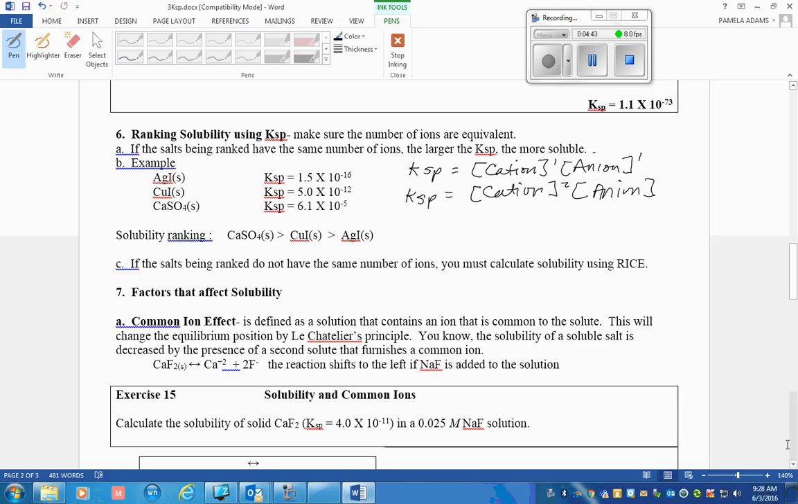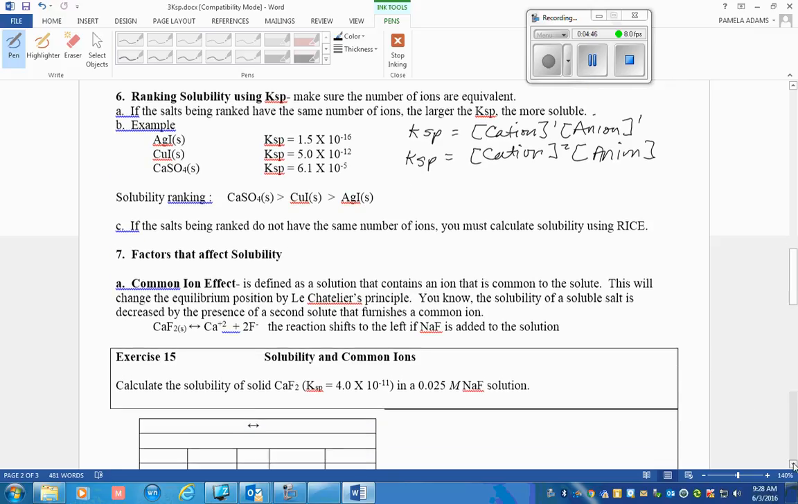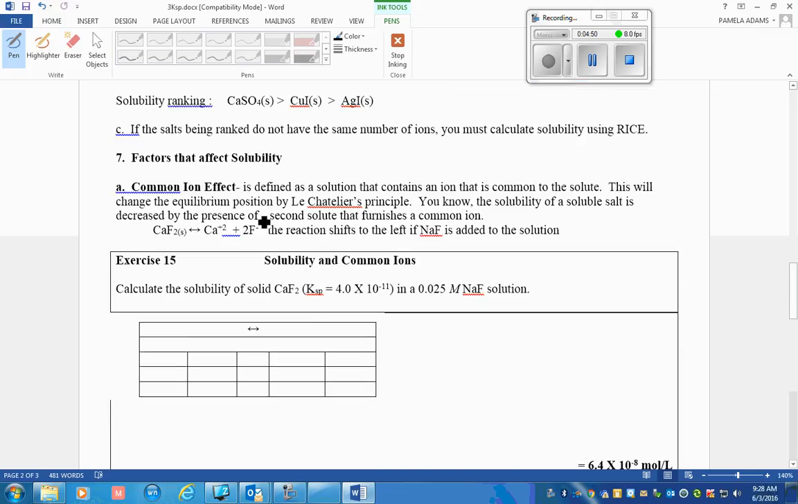All right. Let's talk about some factors that affect solubility. This is an equilibrium expression, so a common ion will affect the solubility according to Le Chatelier's principle. If you have, let's say, this particular equilibrium expression, and it is at equilibrium, if you add a common ion, it will shift equilibrium to the left, and that will make less of the calcium fluoride dissolve. How much less? Well, let's figure this out right now.